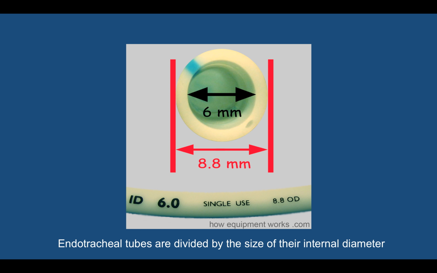Endotracheal tubes are called by their size. The example here is the 6.0. The 6.0 refers to the internal diameter size.